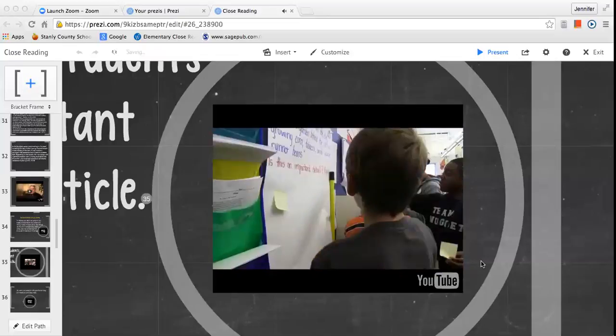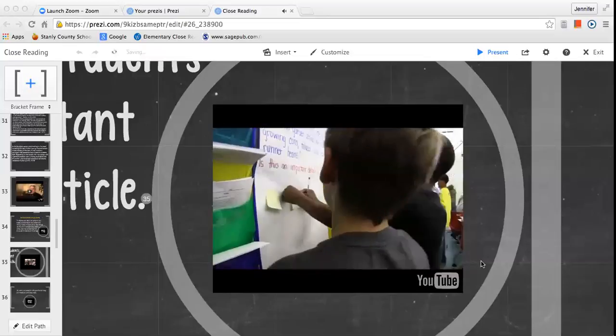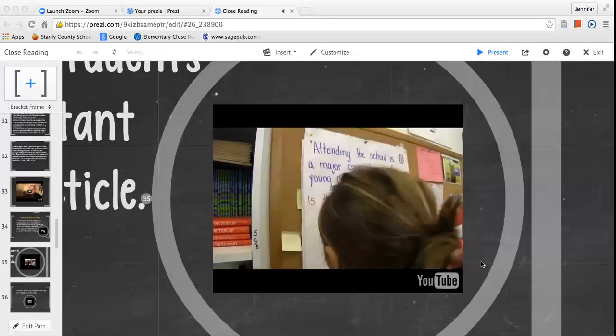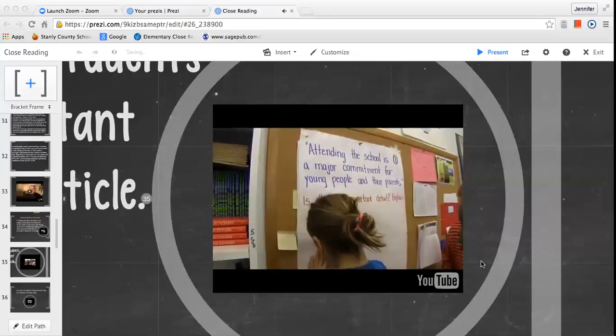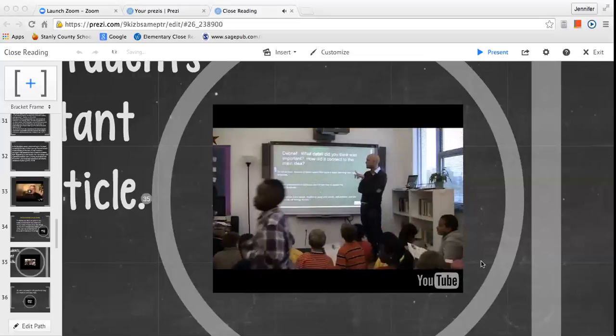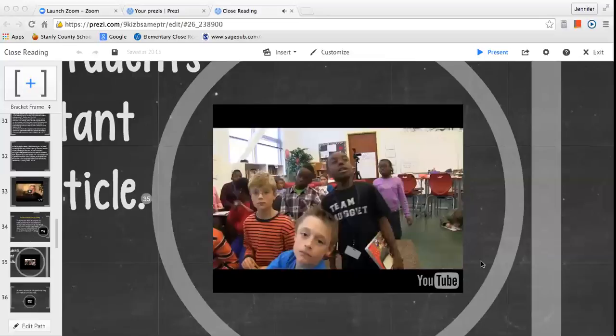I try to get kids talking to each other about text as much as possible, and it allows them to understand parts of text that maybe they didn't understand on their own, but can get from a partner. I want to debrief with this question. What detail did you think was important? How did it connect to the main idea?